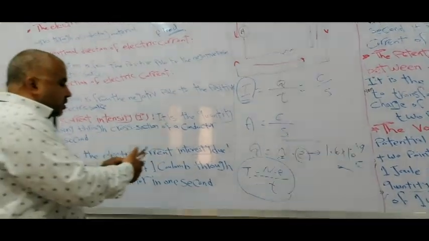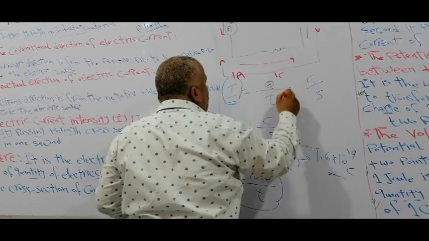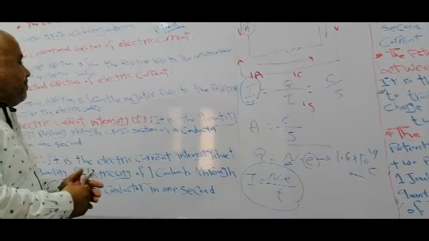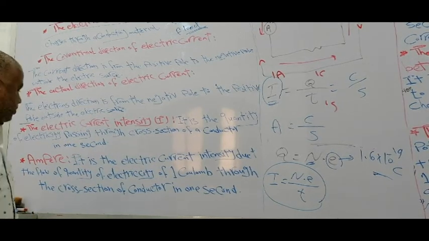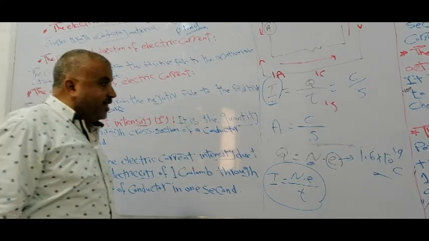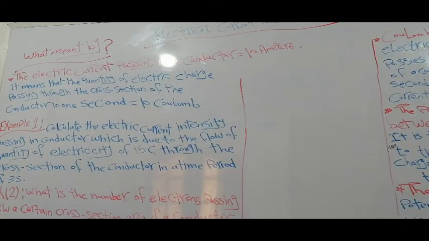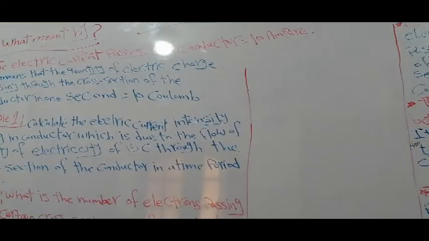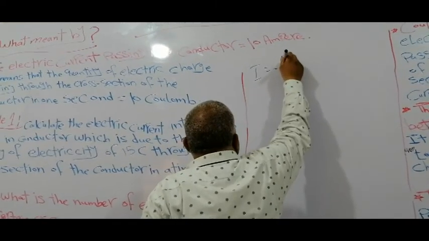What's the definition of ampere? It's the electric current intensity due to flow of a quantity of electricity of 1 coulomb through the cross section of a conductor in 1 second. What is meant by the electric current passing in a conductor being equal to 10 amperes? So I equals Q over T.